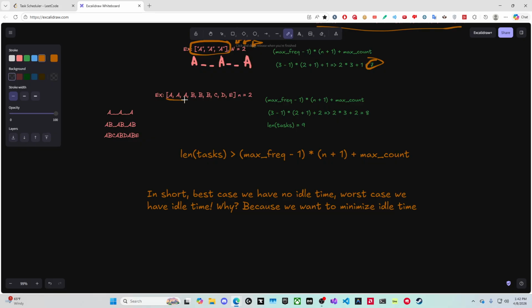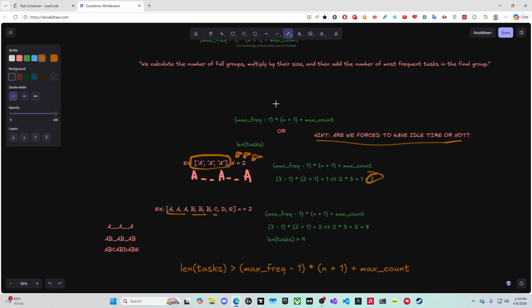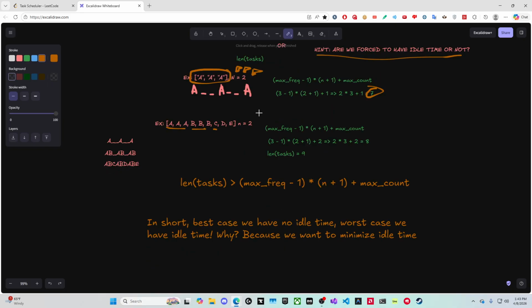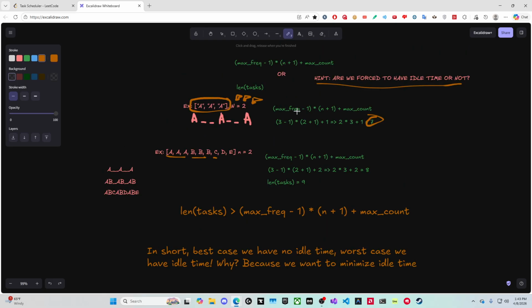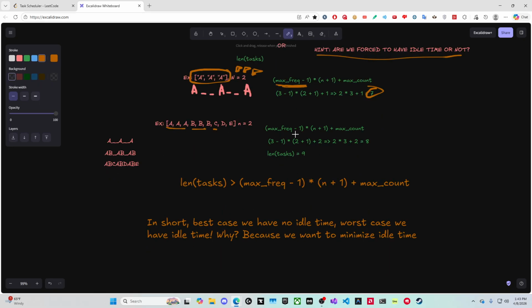Okay, this example here we have 3 A's, 3 B's, 1 C, 1 D, and 1 E, and then n is equal to 2. Okay. Well, let's calculate this formula first, just to show you the point. So the max frequency is what? 3, right? Sorry, I don't know if I said plus 1 for this. It is minus 1 for the formula for the max frequency, sorry. So 3 minus 1 is 2, okay? Because we're subtracting 1 here, not adding 1. So I apologize.